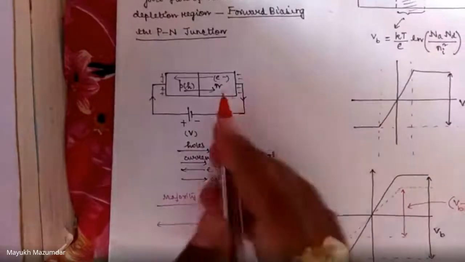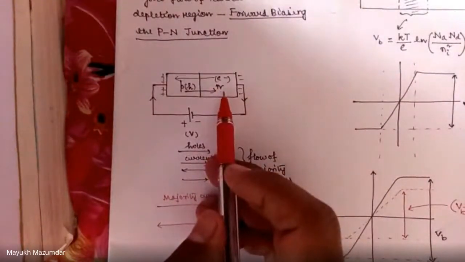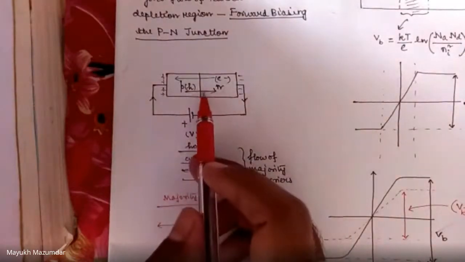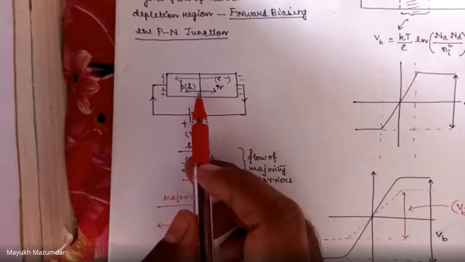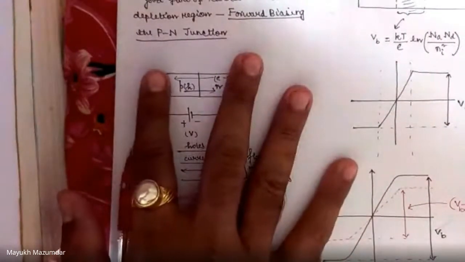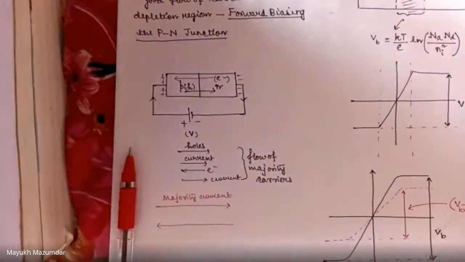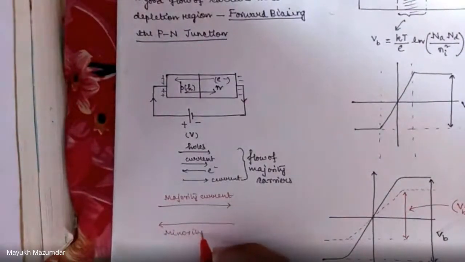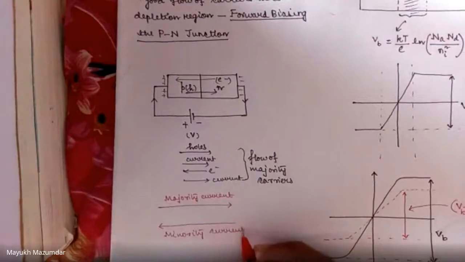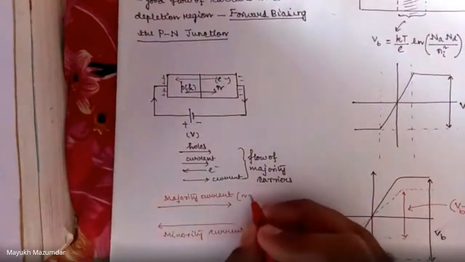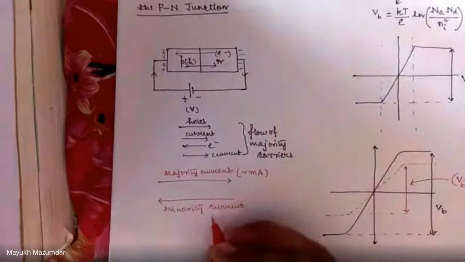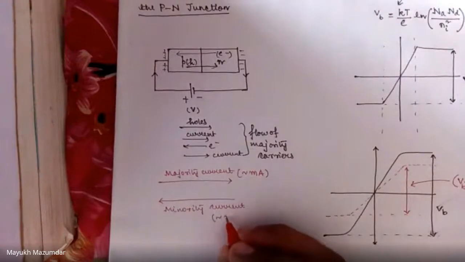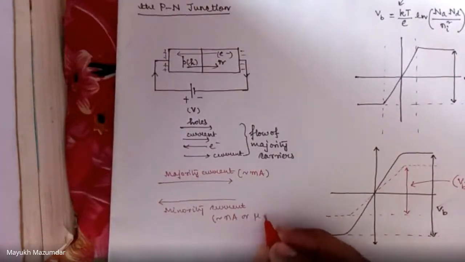Why? Because here I have minority holes. These holes will go this way. They will get drifted. Once they reach the potential junction, they'll be attracted, even without application of this external voltage. We saw that there is flow of minority carrier, and that minority current is very small. If the other current is of the order of milliampere, this can be, depending on the transistor material used, as low as nanoampere or microampere.